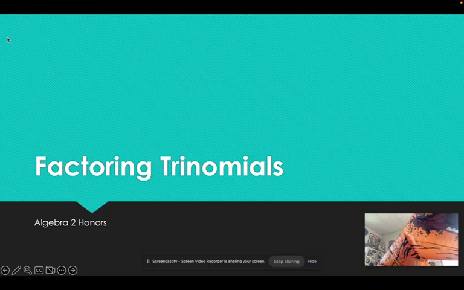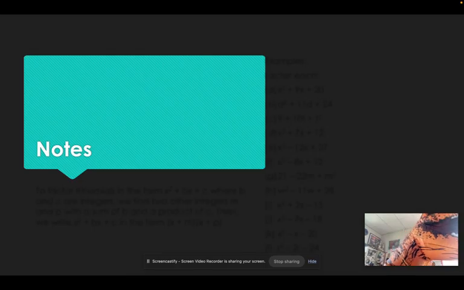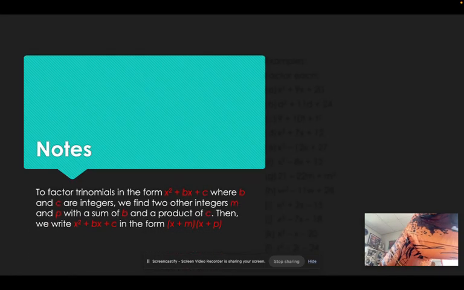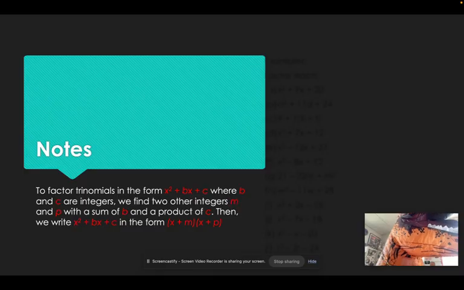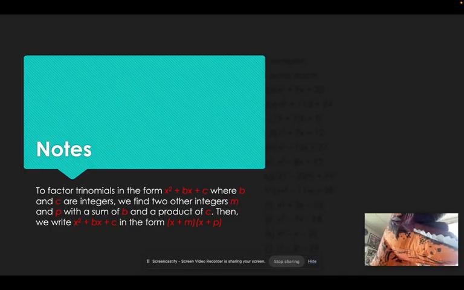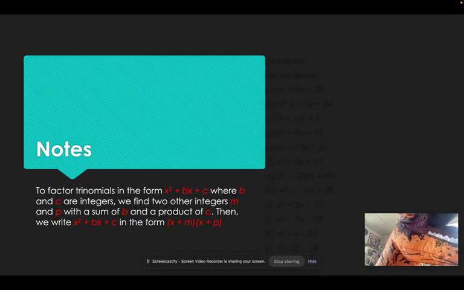All right, so we're factoring trinomials. Okay, and so let's just take some notes. When we want to factor a trinomial that's in the form x squared plus bx plus c, where b and c are integers, we want to find two other integers that have a sum of b and a product of c. Then we write the trinomial as x plus m and x plus p. Okay, so let's take a look at some examples.